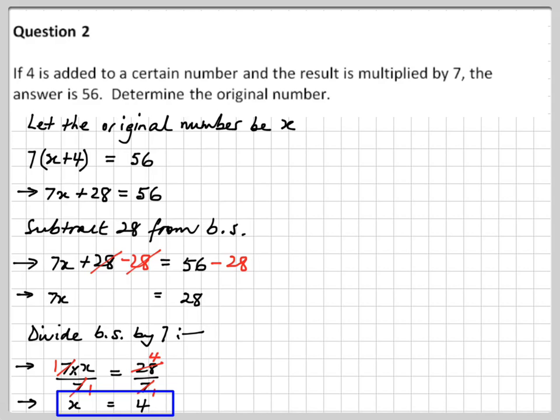And I think that deserves a box. Great. That's our answer, okay? That's our answer. X is 4. And if you care to test that number out in the original equation, which we worked out above, you'll find that works just beautifully, okay? Proving that we're right.